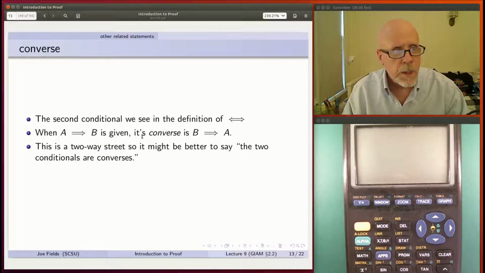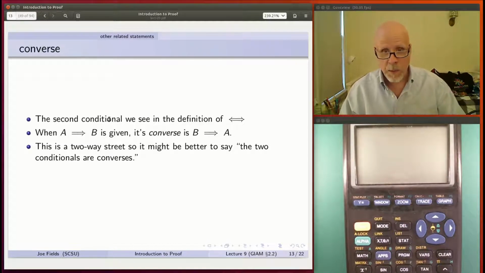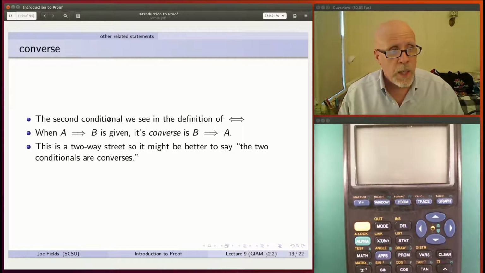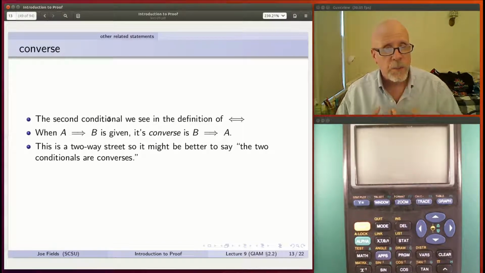There is a kind of a two-way street thing going on here, because if I converse the converse, I get back to the original, right? Because it effectively just means swapping the things on either end of the implies arrow. So it's quite frequently the case that we refer to the two things as converses.